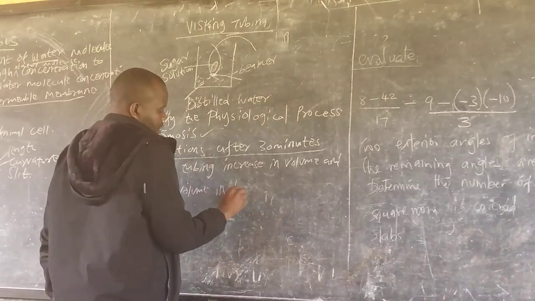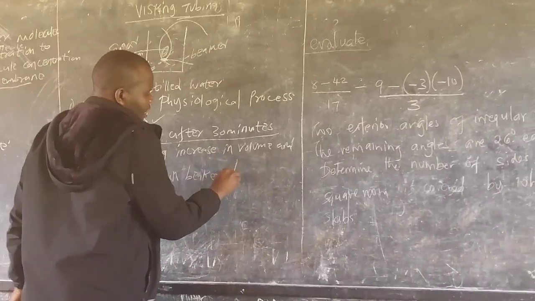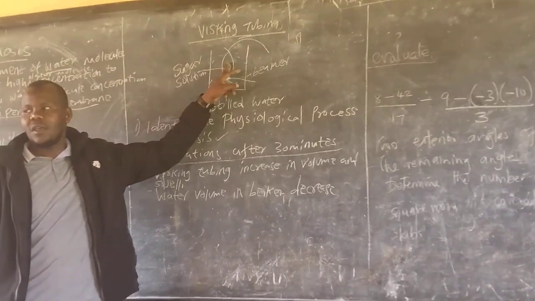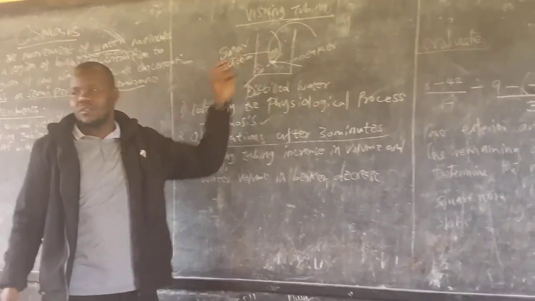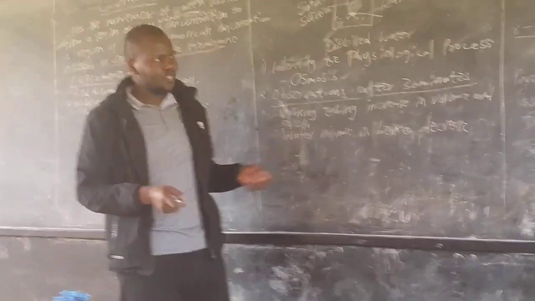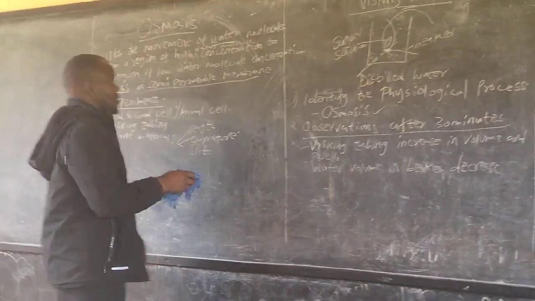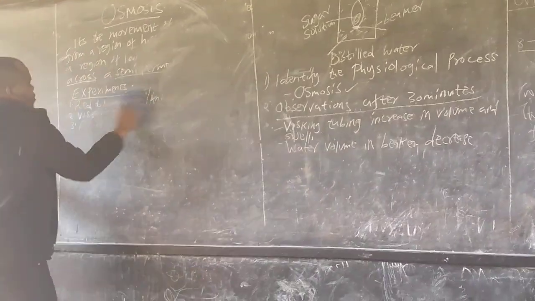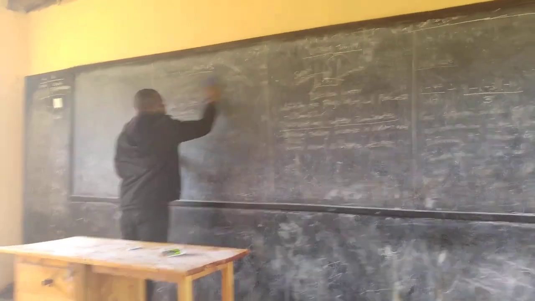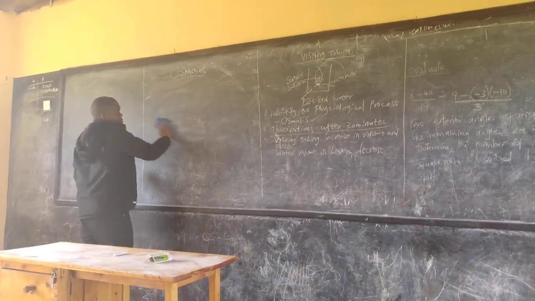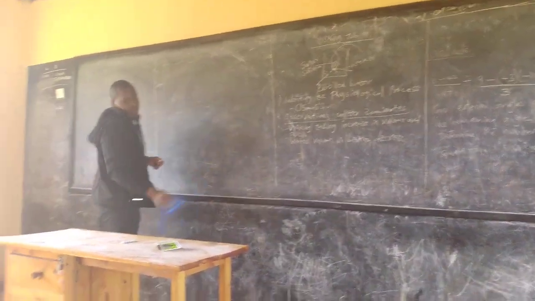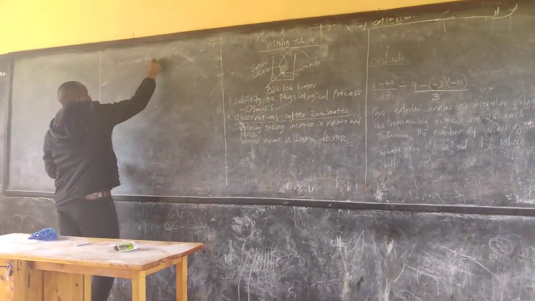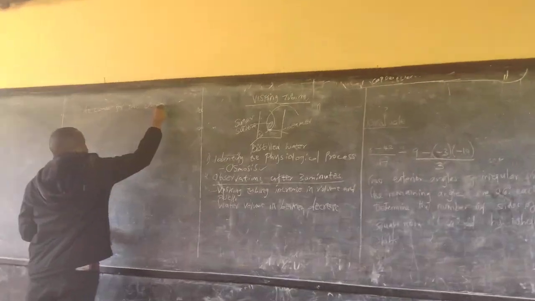In the beaker, it does what? It will decrease. Why is it decreasing? Because the water is the one that has moved from this point to the inside of the tubing, right? That is your observation. Let's now account for those observations. We are accounting for what? For the observations. So we are giving a reason.